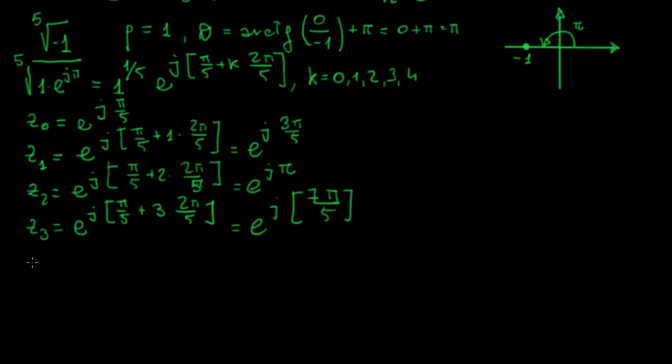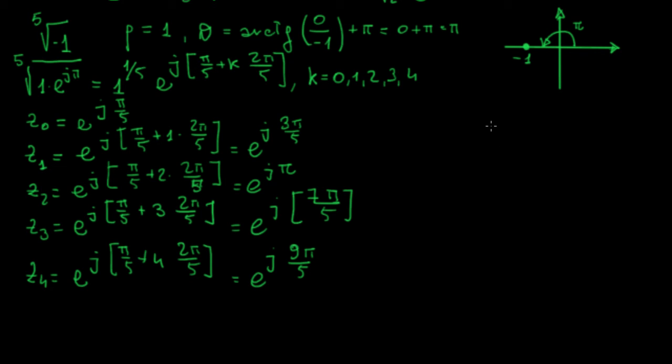While the last one, z sub 4, is e raised to j, pi over 5 plus 4 times 2 pi over 5, and this is e raised to j, what we have here is 9 pi over 5.